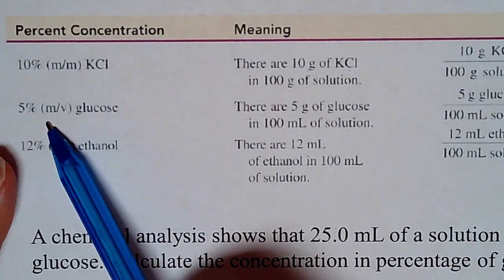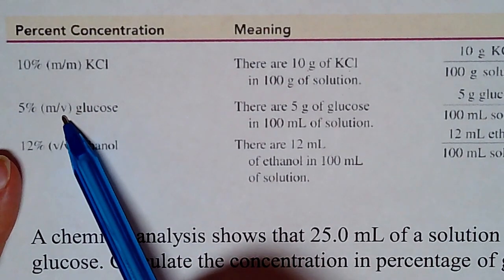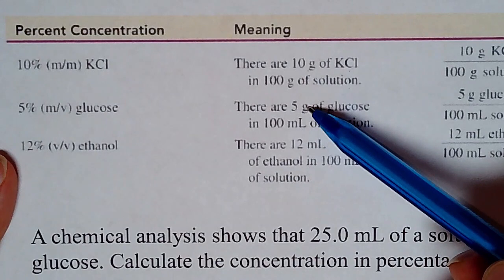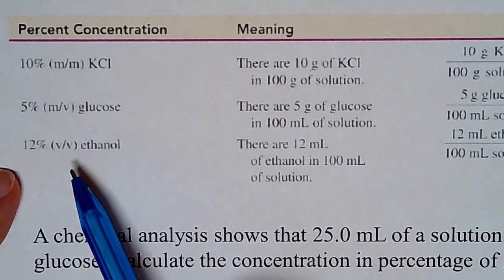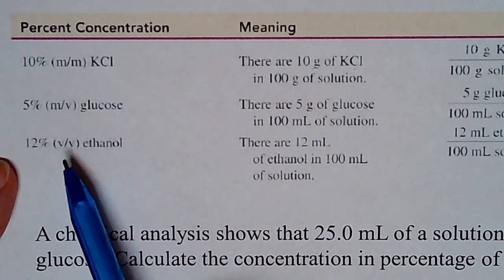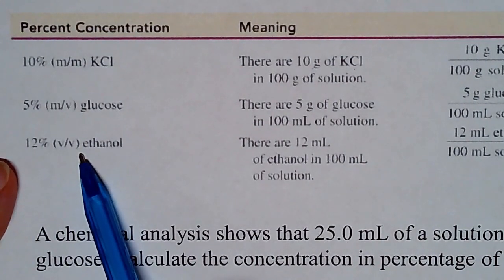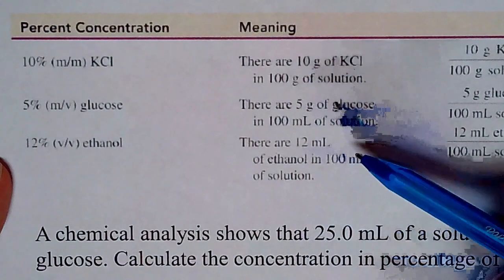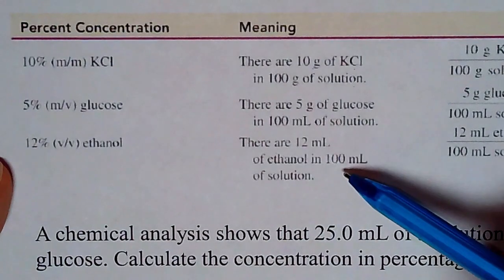Likewise, a mass to volume solution means we have grams of the solute and we have volume of the solution. So a 5% glucose solution is 5 grams per 100 mils of the solution. And then a volume to volume means we have milliliters of our solute and milliliters of our solution. So the bottom of the ratio is always the solution, and the top refers to our solute. So a 12% ethanol solution would be 12 milliliters of ethanol per 100 mils of solution.